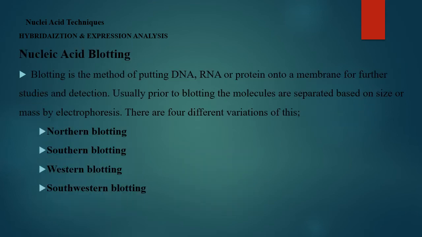Now we come to nucleic acid blotting. Now blotting is a method of putting DNA or RNA or protein onto a membrane for studies and detection. So you pull the DNA and put it onto a membrane. Usually prior to blotting, the molecules are separated based on size or mass by electrophoresis. And that's true. Before you can undertake these blotting techniques, you need to identify the masses using electrophoresis.